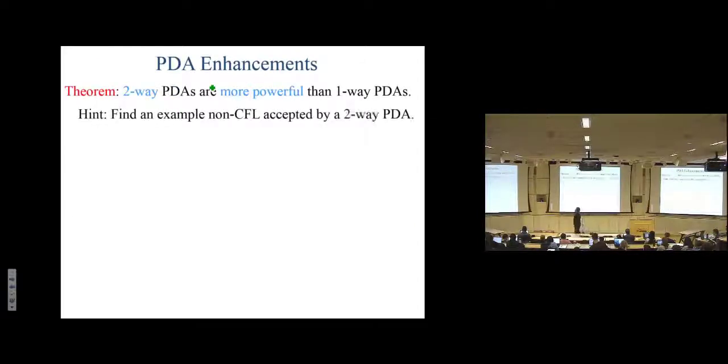Now, certain enhancements to PDAs make them more powerful. So for example, if the read-write head can go both left and right, that gets you more power. That's a superpower. So for example, why is it that if you can go left and right on the read-write head of a PDA, you all of a sudden can do things that you couldn't do before? Give me an example of something that's not context-free, language is not context-free, but a two-way PDA can recognize it nevertheless. If you can't do it in 10 seconds, I'll give you an example. Any takers? Yeah.